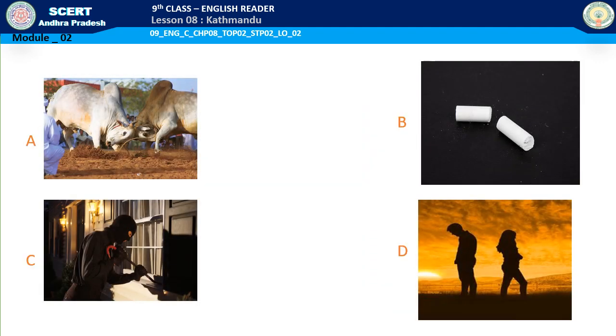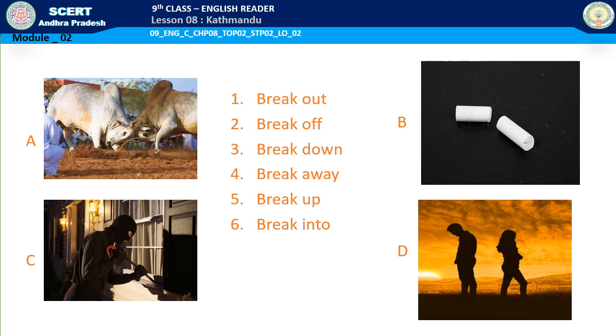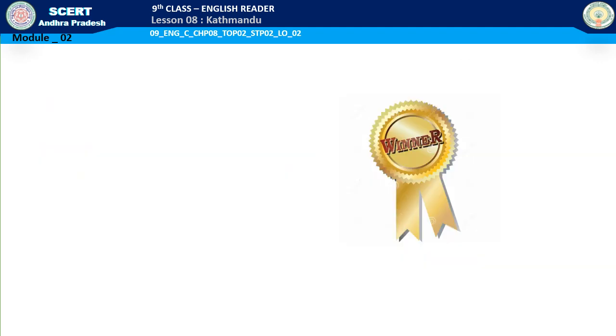Let us go for an interesting activity with phrasal verbs. See, there are 4 images and 6 phrasal verbs. Those are break out, break off, break down, break away, break up, and break into. Now we have to draw the suitable phrasal verb under the appropriate picture. Wonderful. All are right answers. A1, B2, C6 and D5.